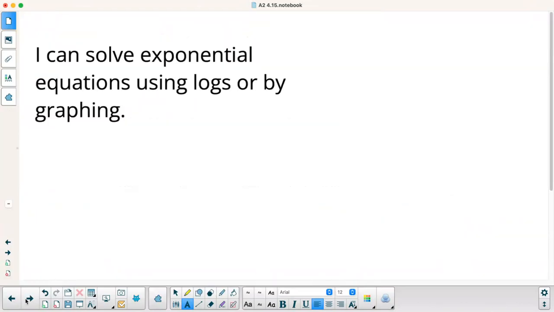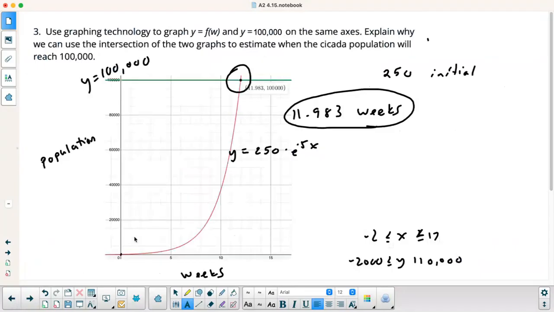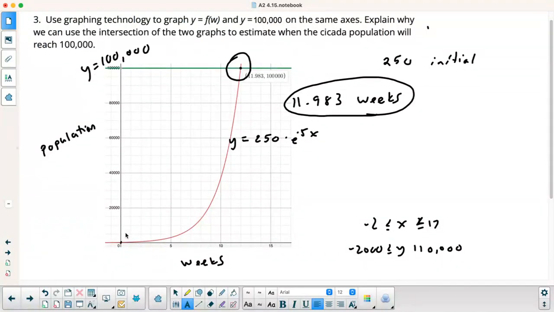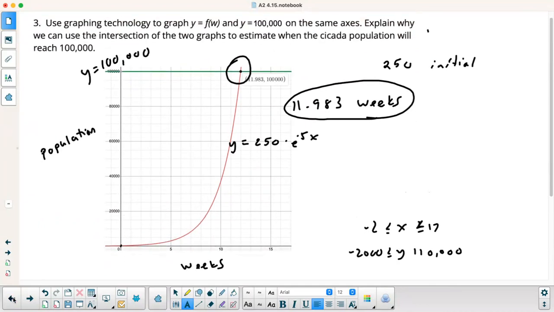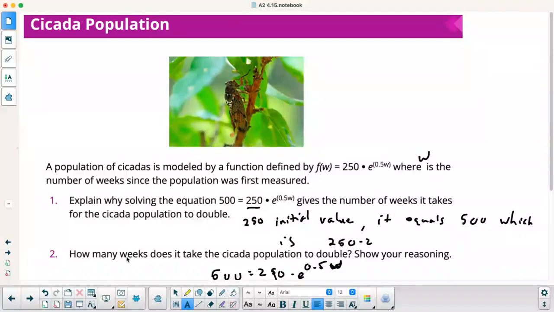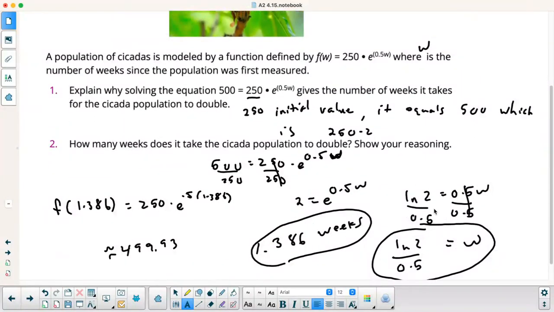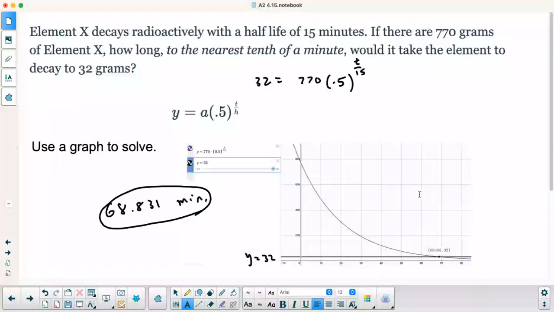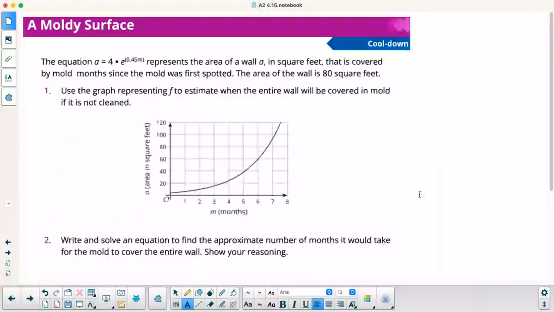All right, I can solve exponential equations using logs or by graphing. I guess I really only graphed on these, so maybe I should go back to one of these and use logs here. Maybe this one here. So let's go back here to this one. So I guess I did use logs. I used logs here on this one, so I guess we're okay. All right, on to the last one.